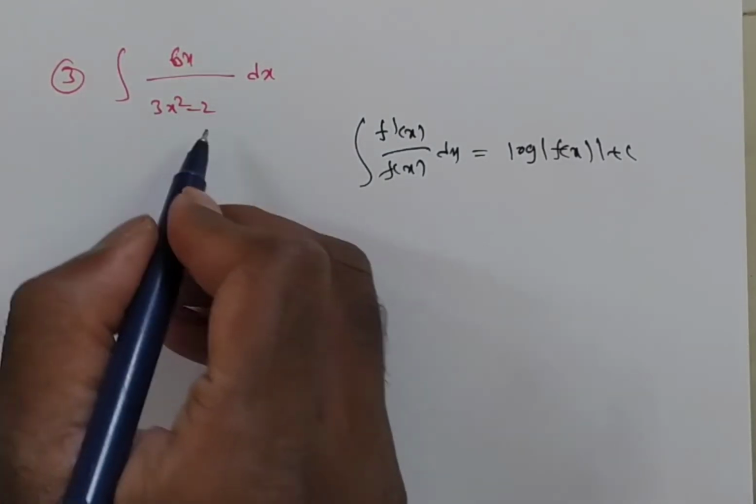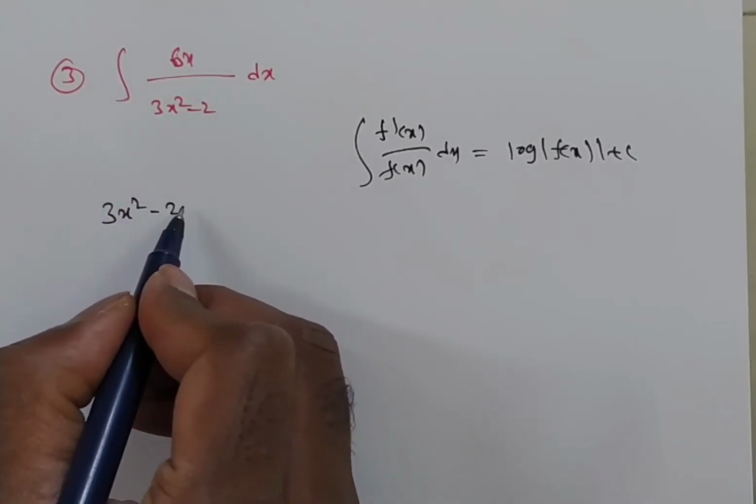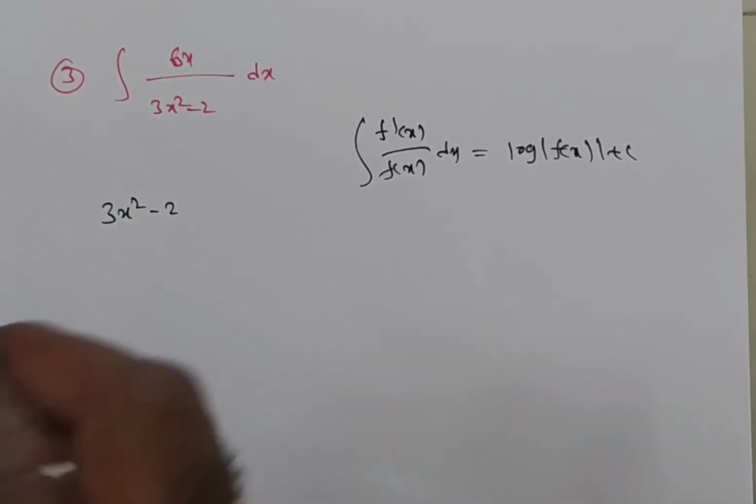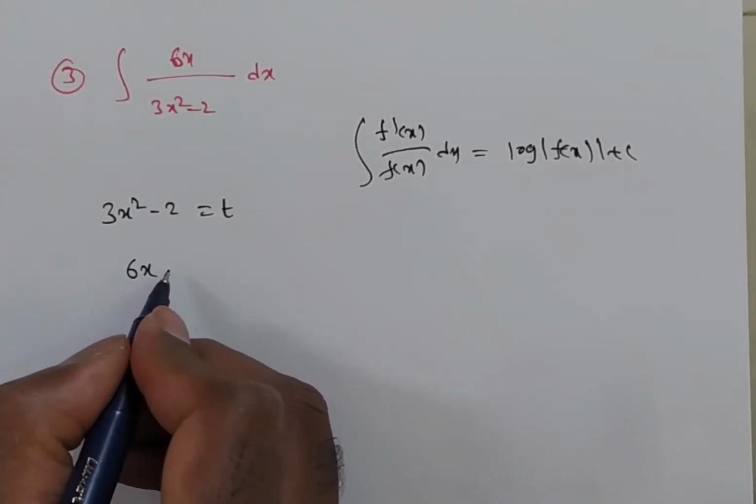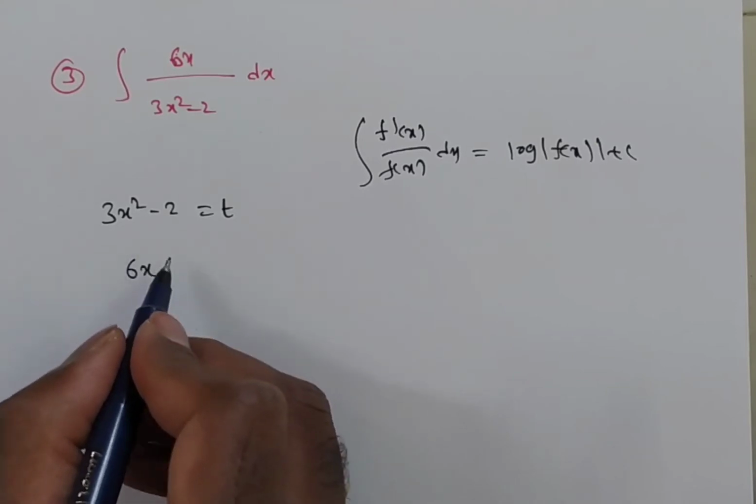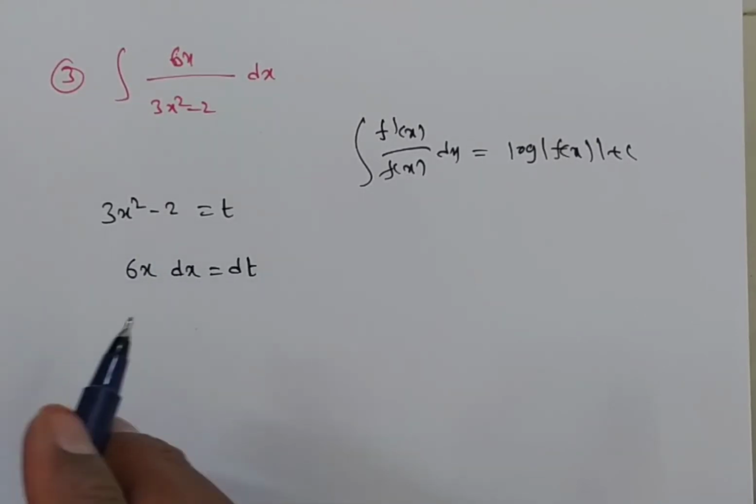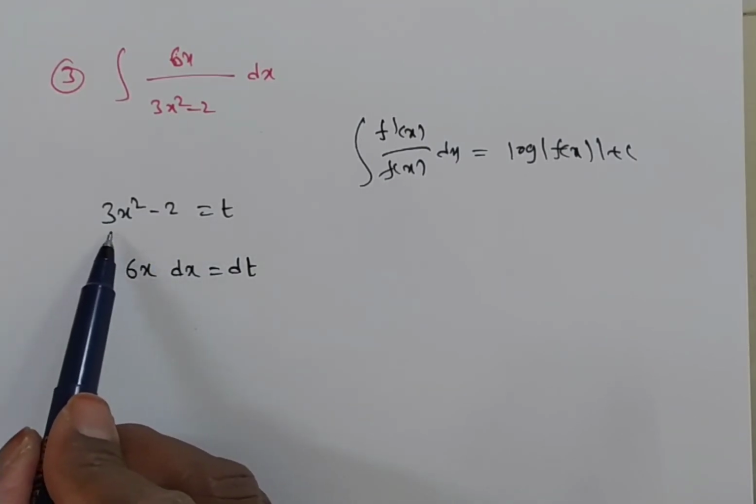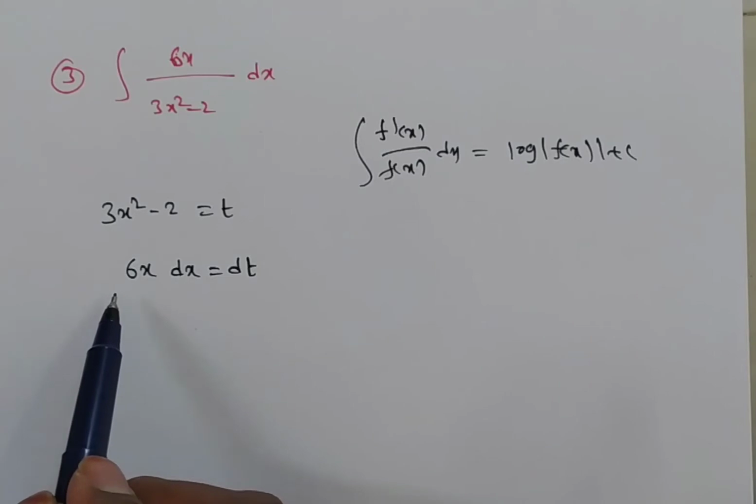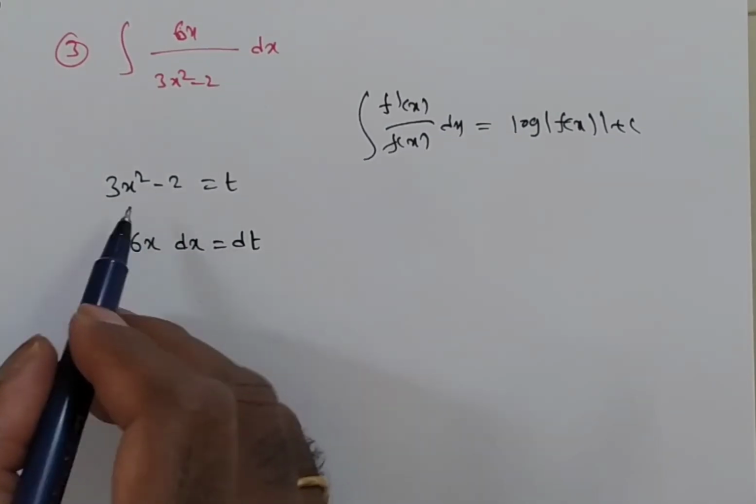Now this problem I am solving by introducing a new variable. The denominator 3x square minus 2 I am considering as t. Then the derivative of 3x square minus 2 is 6x, and the derivative of 2 is 0. So 6x dx is equal to dt, because I am changing the variable from x to t. That is why the derivative of 3x square I am writing as 6x into dx. The derivative of x is dx in this case. Now substitute these two values in the above equation.